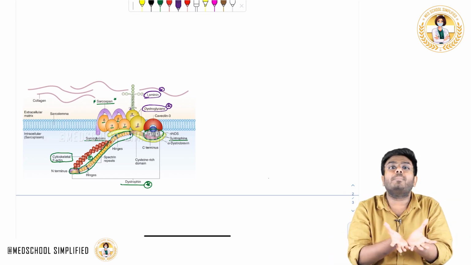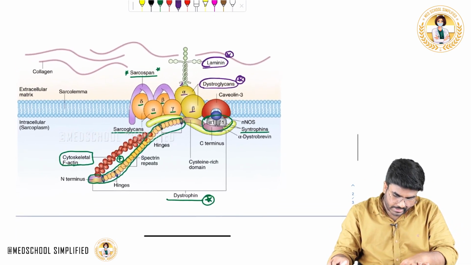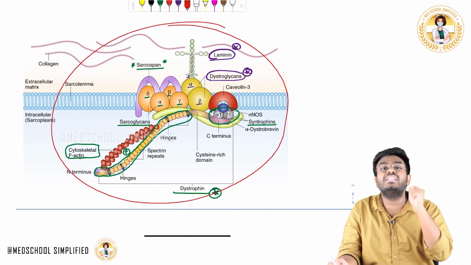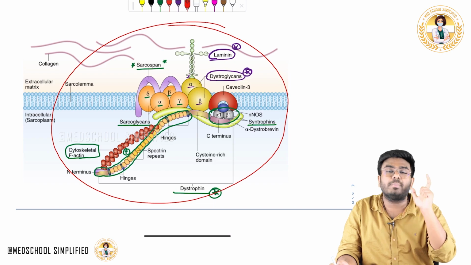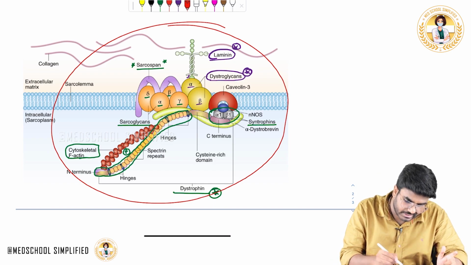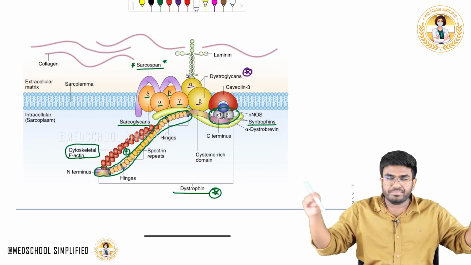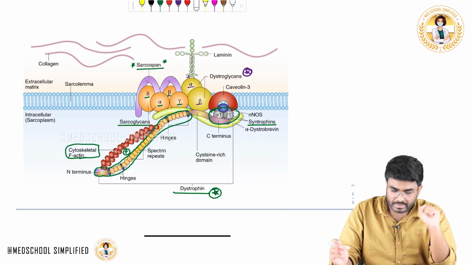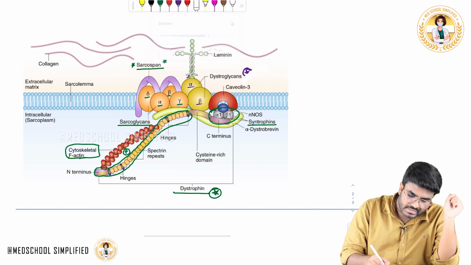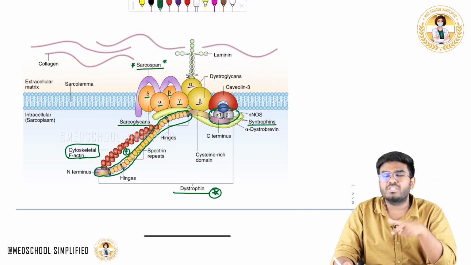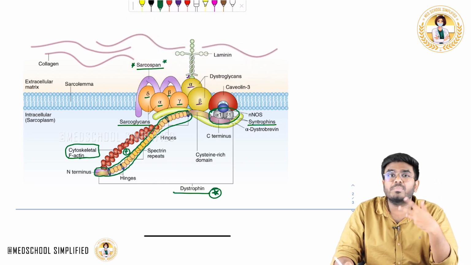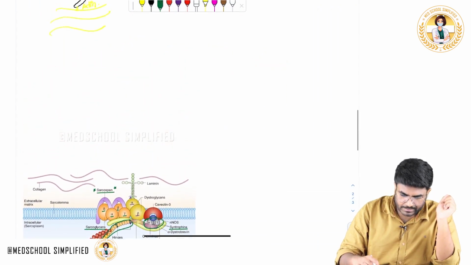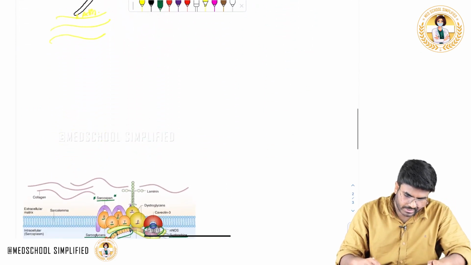Now, this whole complex, this whole thing, is giving what? The whole thing gives the tensile strength to the muscle fiber as well as the sarcolemma. Now, what's the problem? The problems here are whenever there is any damage to these proteins, or any problem with these proteins, or absence of these proteins, mutation of these proteins, then problems will occur. So let me start from here.